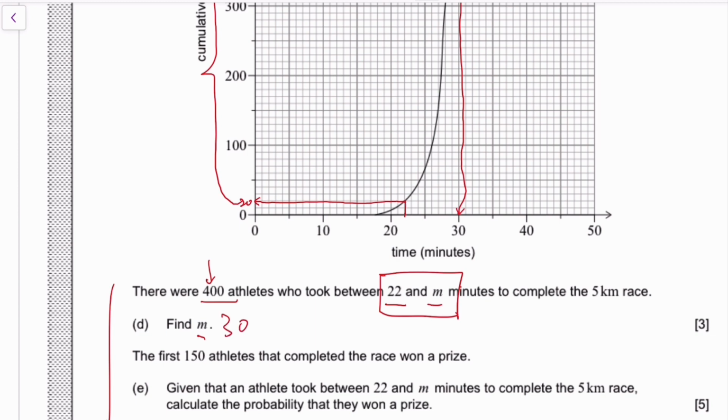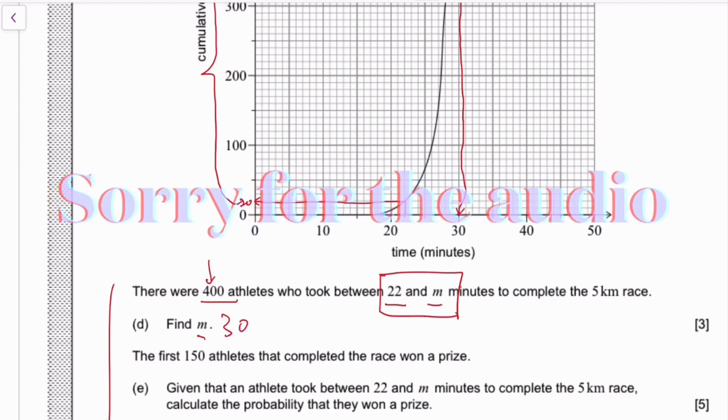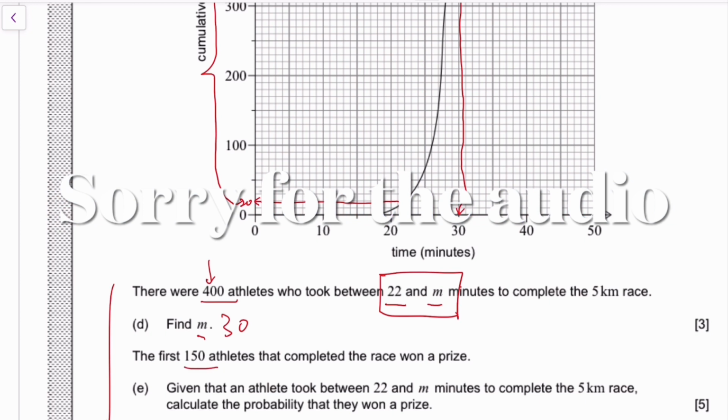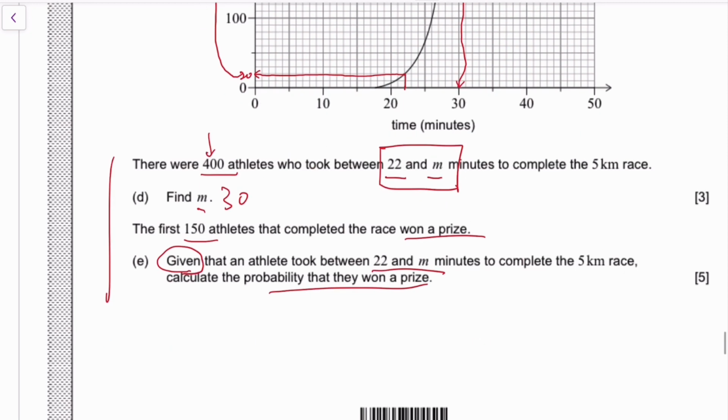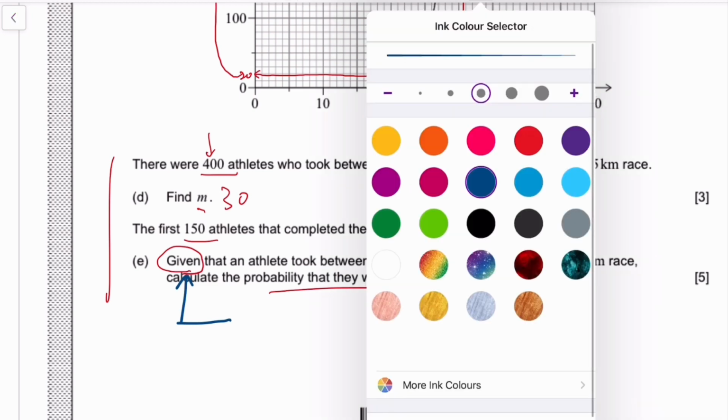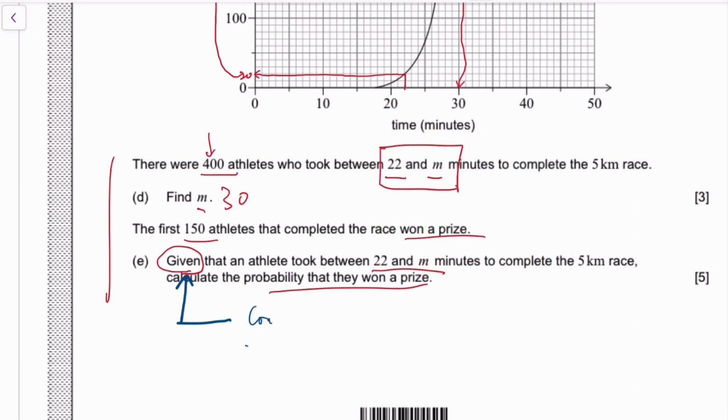Okay, last part is E. The fastest 150 people would win a prize. Given that someone took 22 to m minutes, find the probability that he won a prize. In case this word given didn't ring a bell for you, I should tell you, the given means this is conditional probability.